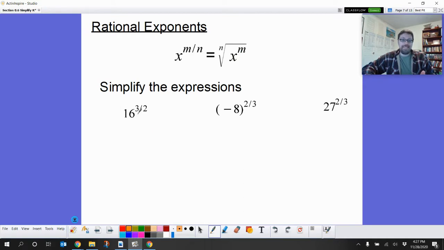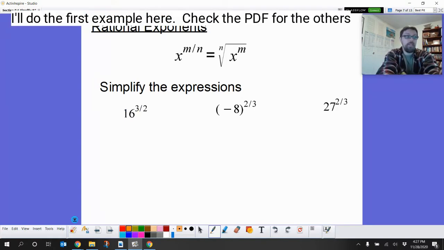So this 16, I know how to square 16, I know how to cube 16, but I don't know how to 3/2 16. So what I can do is I can convert this into the square root, or really there's no need to write that 2, so I'll just write nothing. The square root of 16, and I can put the cubed here, or I can put the cubed on the outside. It doesn't matter where you end up putting it.